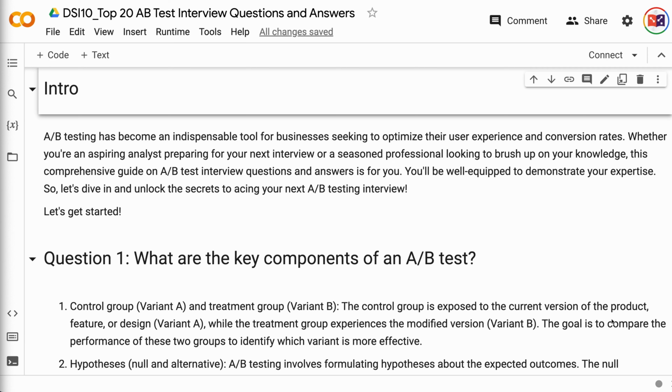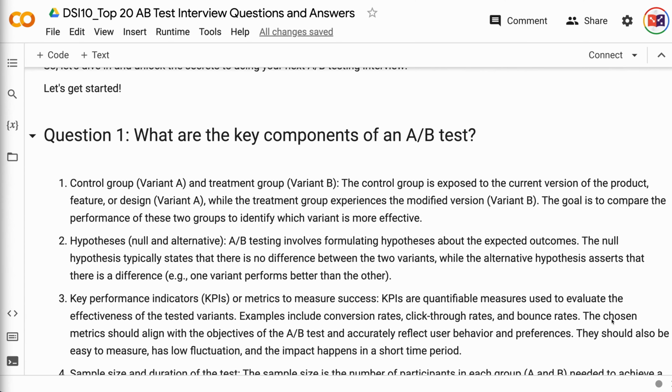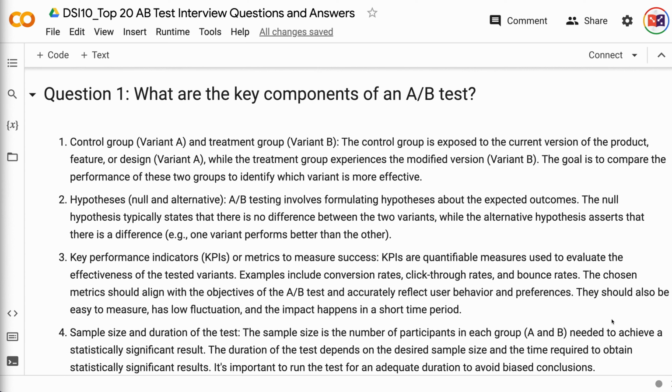Let's get started. Question 1. What are the key components of a hypothesis test? 1. Control group and treatment group. The control group is exposed to the current version of the product, feature, or design, while the treatment group experiences the modified version. The goal is to compare the performance of these two groups to identify which variant is more effective. 2. Hypotheses. Hypothesis testing involves formulating hypotheses about the expected outcomes.